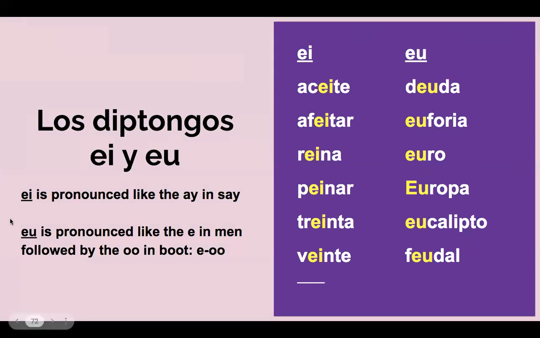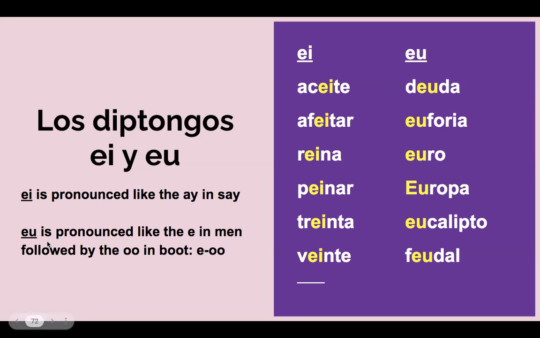The diphthong EI is pronounced like the AY in say. Repitan: aceite, afeitar, reina, peinar, treinta, veinte.